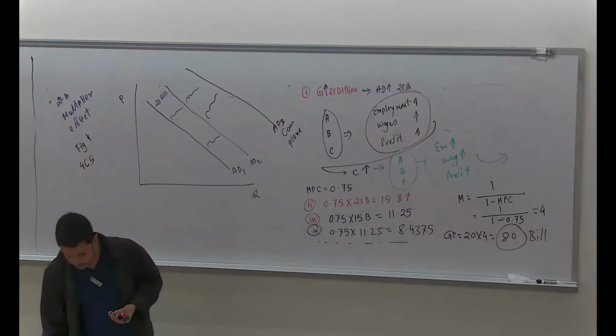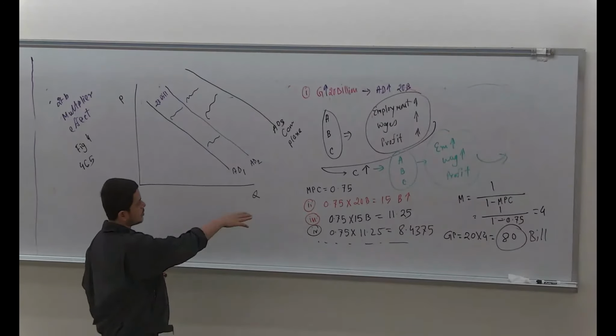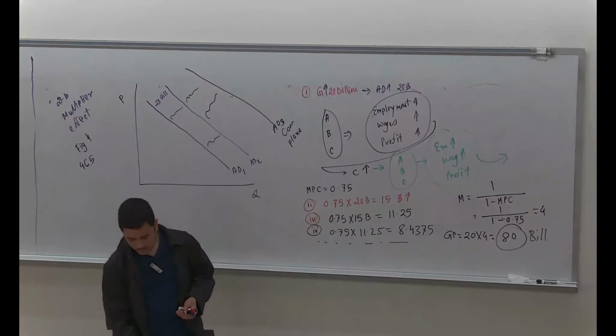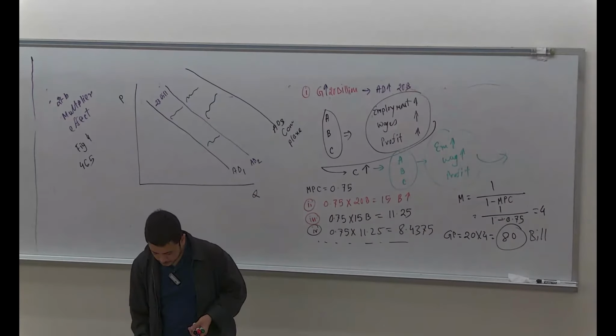So you don't have to go step by step like this. It's just a formula. You can see this is an $80 billion effect.